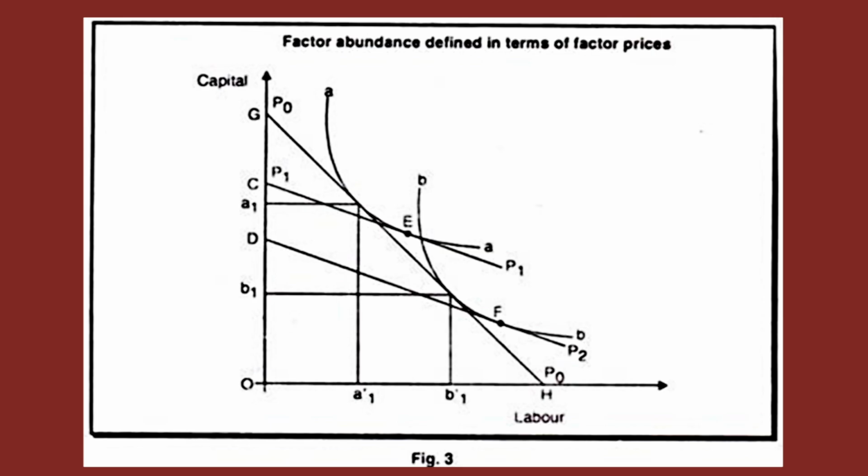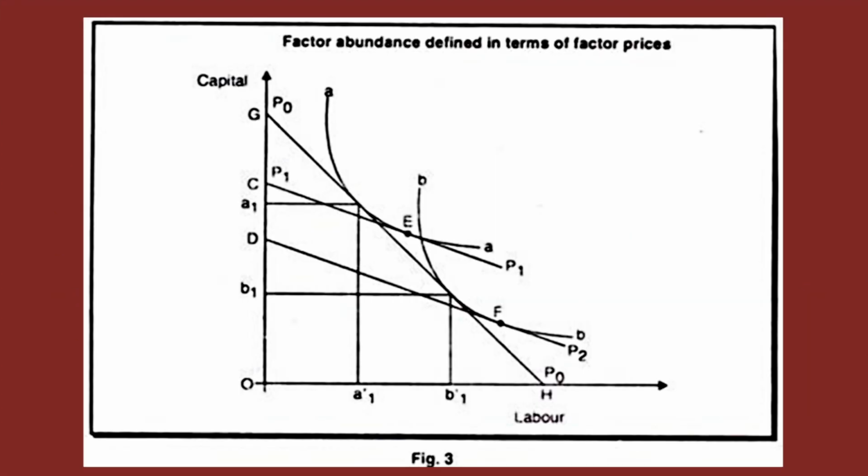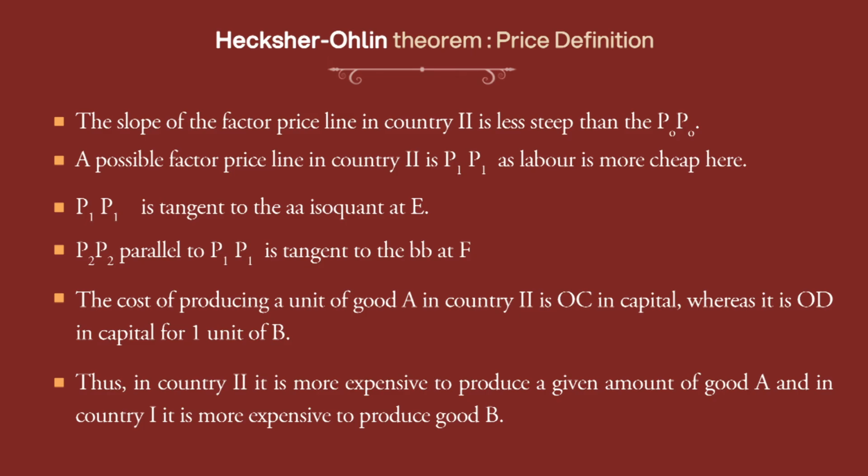Similarly, P2 P2 parallel to P1 P1 is tangent to the isoquant BB at F. The cost of producing a unit of good A in country 2 is OC in capital, whereas it is OD in capital for 1 unit of B. Now, thus in country 2, it is more expensive to produce a given amount of good A, and in country 1, it is more expensive to produce good B.